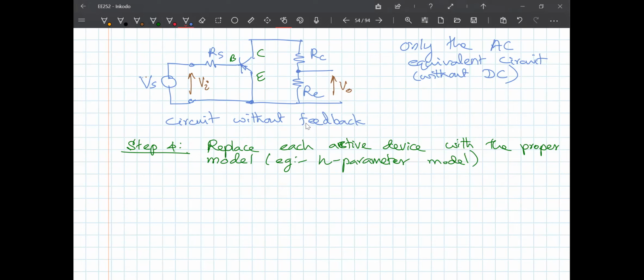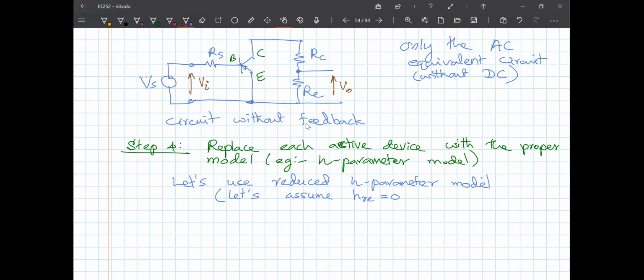Okay, so in this case let's use the reduced version of H parameter model, right? It can be anything. It has to be decided depending on the component values. So use the reduced H parameter model. Let's assume HRE is equal to 0, which is very reasonable.